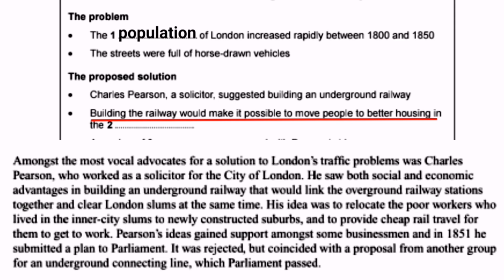And what will become possible? We read further. To move people to better housing. It means that it is possible to move people to better housing areas. So we can say that right now the people are living in undeveloped areas. And by building the railway, it would become possible to move the people from undeveloped areas to better housing areas.